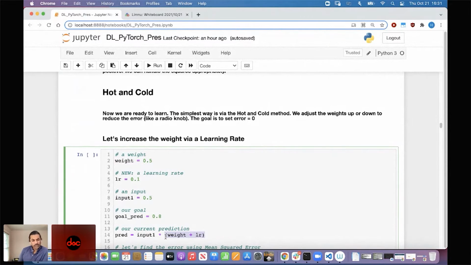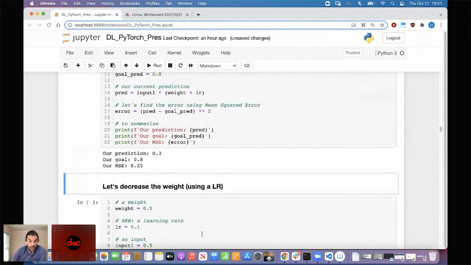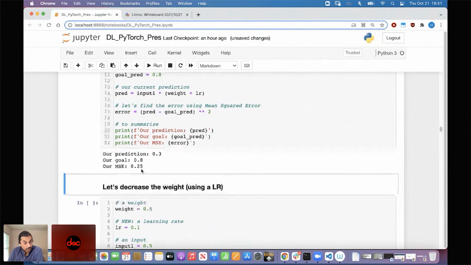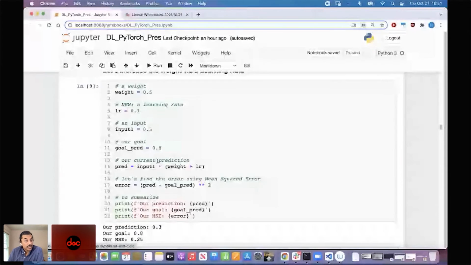What we're saying here is, okay, let's see if we're getting hotter or colder once we add a tiny amount to our weight. And this tiny amount is represented by the learning rate. So here, let's see what happens when we increase our weight, right? So, okay, our prediction is 0.3, our goal is 0.8, so it looks like from the last model, we got just a little bit closer. Okay, that looks good. Now let's see what happens when we decrease the weight.